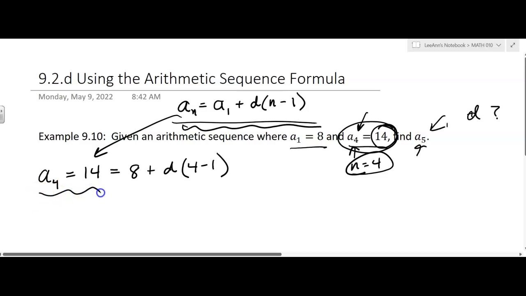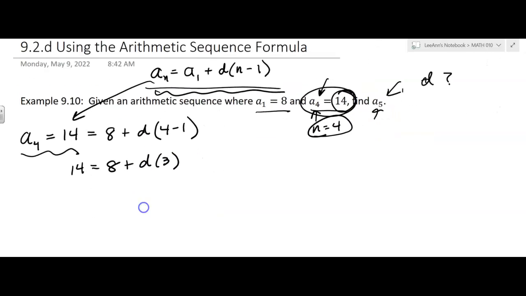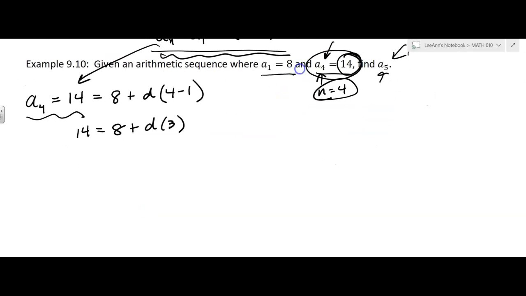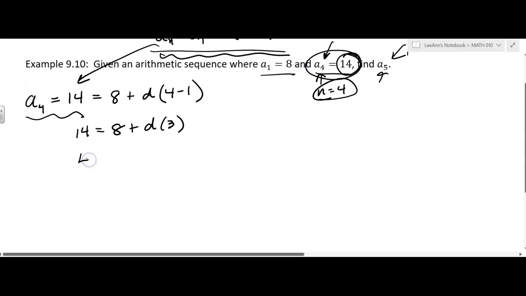I'm afraid this part might be confusing you. Okay, well, maybe don't write that part. We'll just write 14 equals 8 plus d times 3, or 14 equals 8 plus 3d. Subtract the 8. So hopefully you're all happy with a little linear equation here. Divide by 3. And the d is 2.